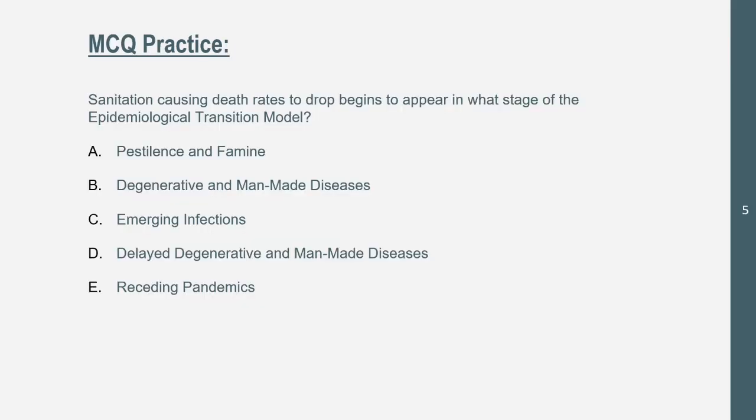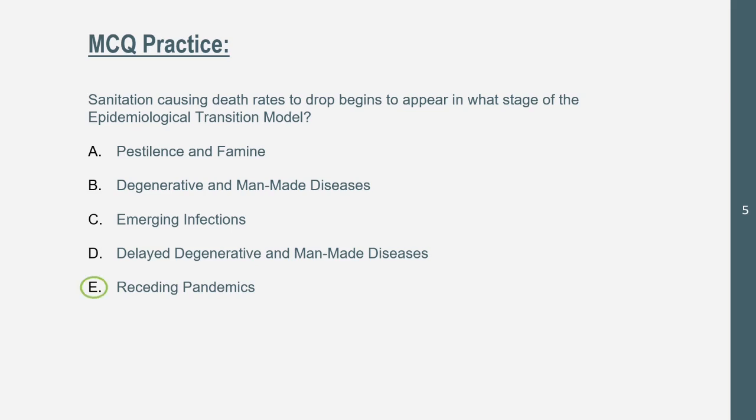Alright, multiple choice question practice. Sanitation causing death rates to drop begins to appear in what stage of the ETM? A, B, C, D, or E? The correct answer is E, receding pandemics.